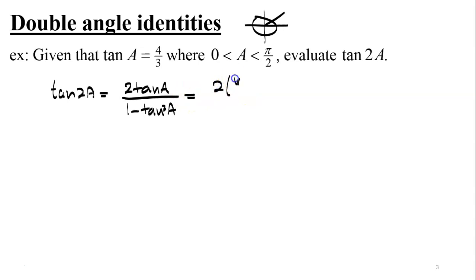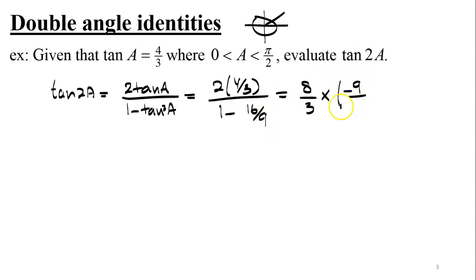So that would be 2 times 4 over 3 divided by 1 minus 16 out of 9. So at the numerator, I do have an 8 over 3. At the denominator, reducing to the same denominator, 9 minus 16, that's a negative 7 out of 9. Dividing by a fraction, we multiply by its reciprocal. So over here we could simplify this into negative 24 over 7. So that is tan 2a given tan a in this quadrant.